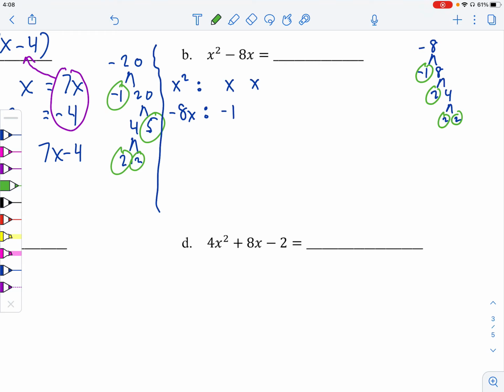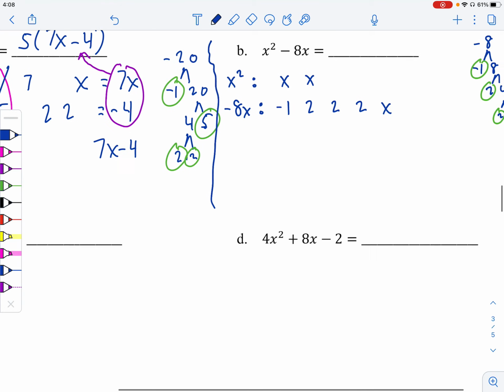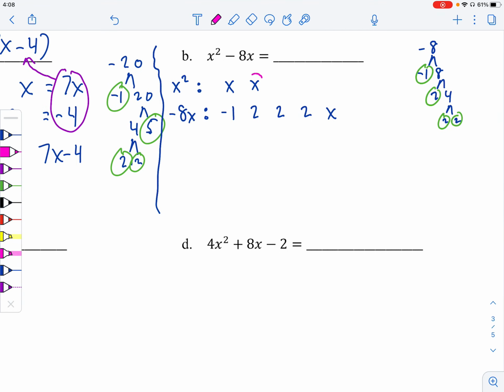So we have negative 1, 2, 2, 2. Oh, it also has an x, right? So put x there. There's negative 8x. So let's look at what is common between the two. The only thing that's common is an x, right? So we just look at what is common. So the only thing common here is an x. So that is what we're going to write here. So x. And we want to factor out the x because the x is our GCF.